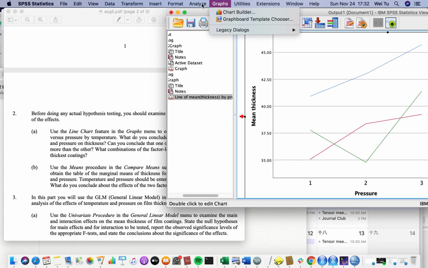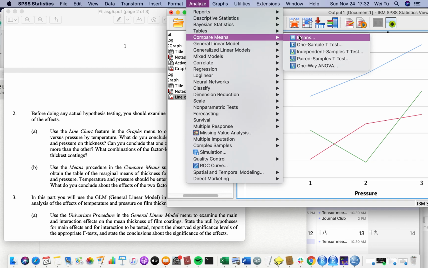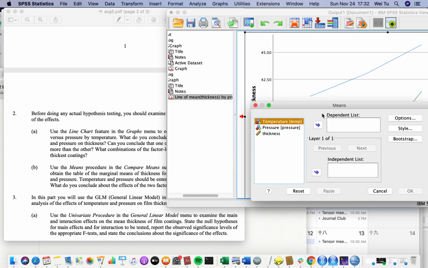So we do analyze, means. Where is it? Means, compare means. Okay, sorry, means. And then the dependent list, it's the thickness. Okay, and then for independent list, because we have 2 factors, we're going to put 1 here, and then we're going to put next. We want to have 2 layers. Okay, the next layer is pressure, and let's do okay.